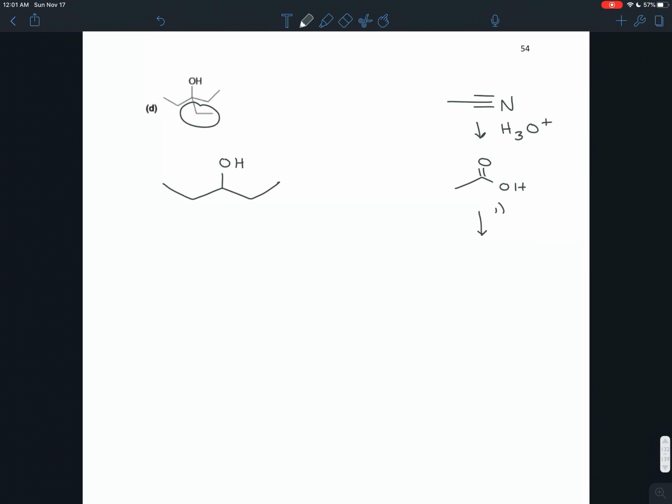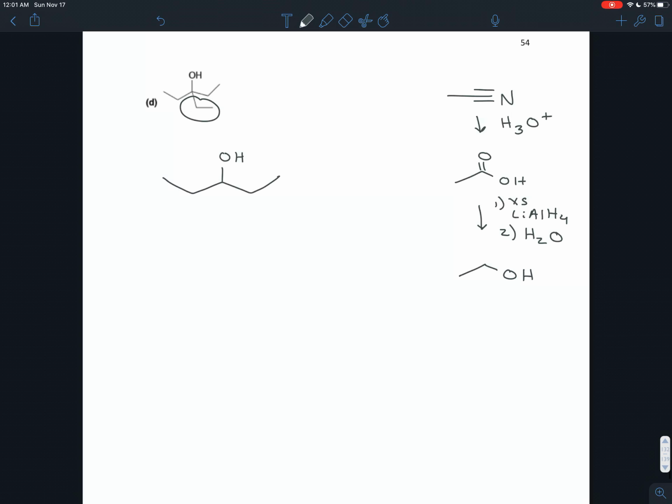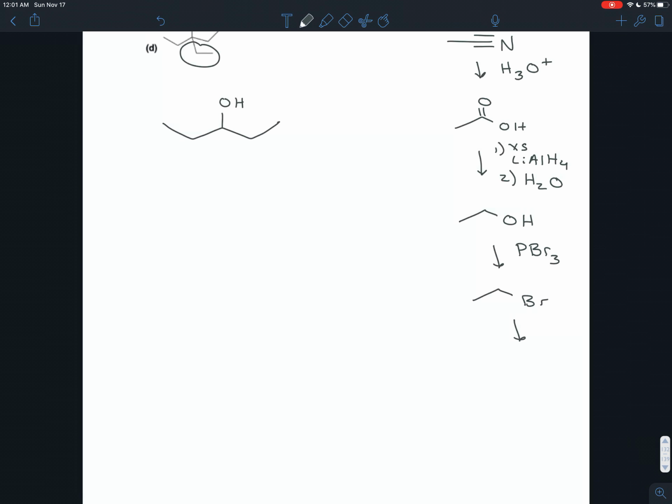Get rid of those bonds to oxygens with a reducing agent, so excess lithium aluminum hydride, followed by a water wash to do some proton transfers to stabilize charges. That gives you the alcohol. Replace the OH with a bromine by using phosphorus tribromide, and then dunk some magnesium in there, and that gives you your Grignard.